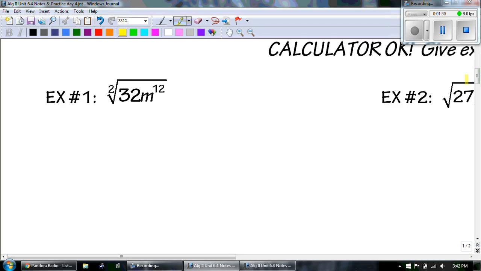But this we are. So the first step is to simplify it to two different parts. So we have this part and the variable, okay? So I'm going to break down the square root of 32 and the square root of m to the 12th. Now, the square root of 32 does not break up perfectly, okay? But there's a perfect square that goes into it.